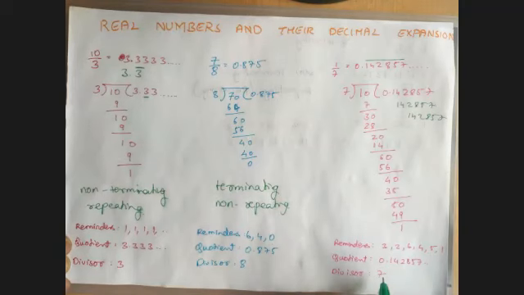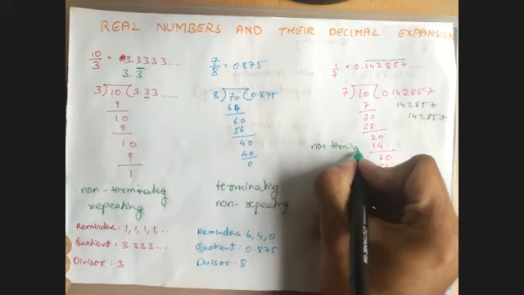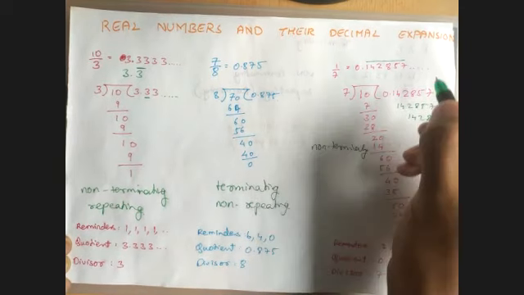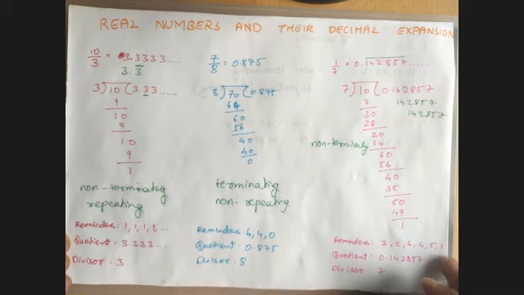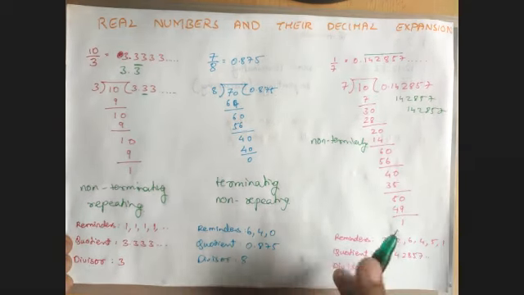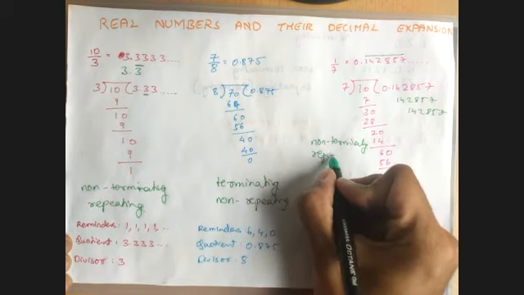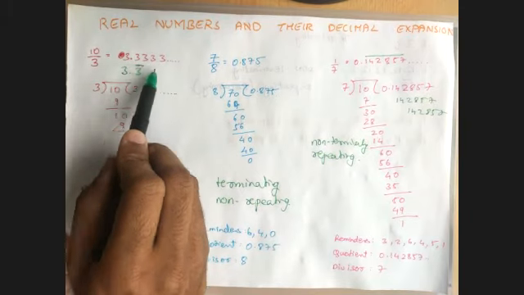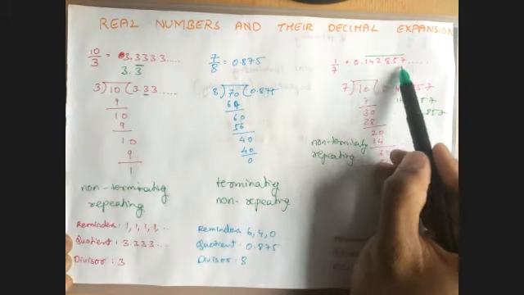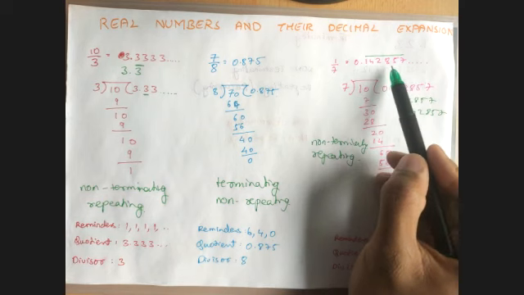So what is this type? This is again non-terminating. That means it goes on till infinity. As I keep dividing, the remainder will not be equal to 0. It is non-terminating and it is repeating. If you look at the first example only one number is repeating, but here a set of numbers, a string of numbers, is repeating.